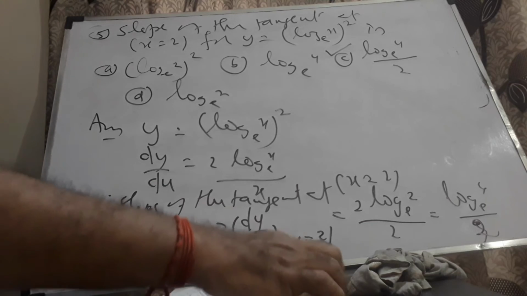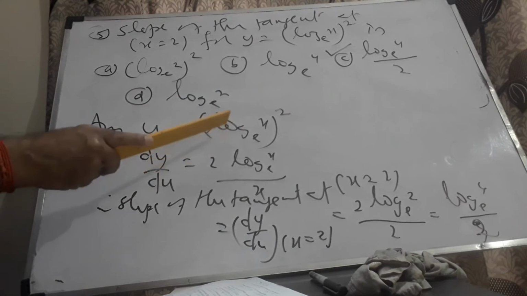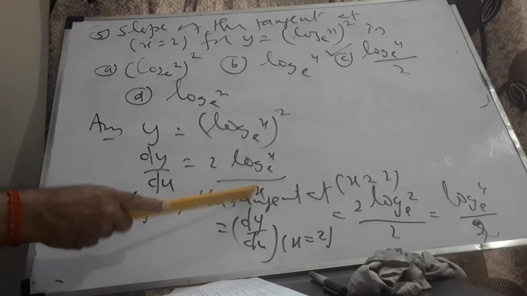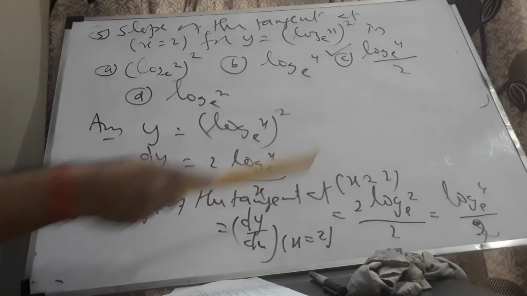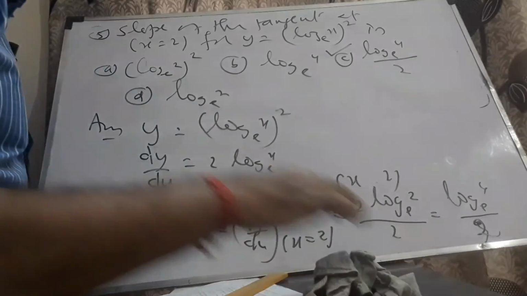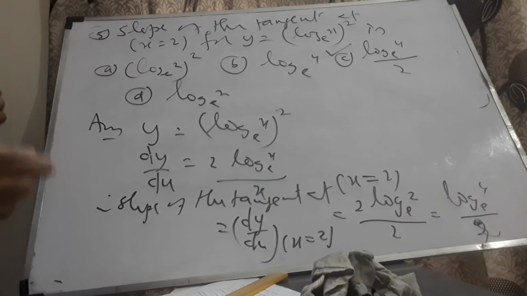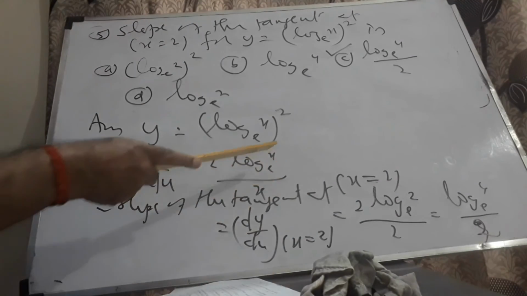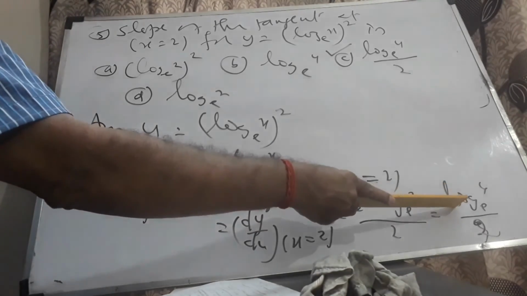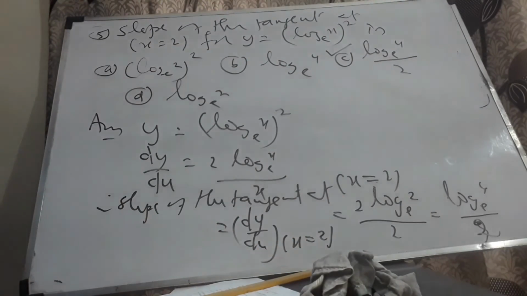Let me just repeat. y is equal to log x to the base e the whole square. dy by dx is 2 log x to the base e by x by chain rule of differentiation. Now for slope of the tangent at x equal to 2, it becomes dy by dx at x equal to 2. Substitute everywhere in dy by dx, replacing x by 2. 2 log 2 can be written as log 4 by power rule of logarithm. The answer is C.